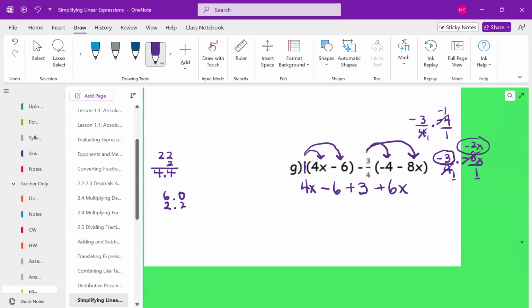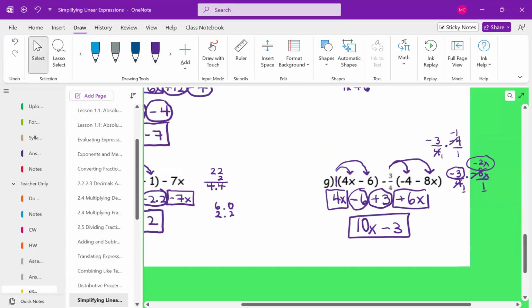All right, let's combine like terms. 4x and 6x is our 10x. And then our constants, -6 and +3, different signs, subtract, keep the sign of the higher number. So we have 10x minus 3.